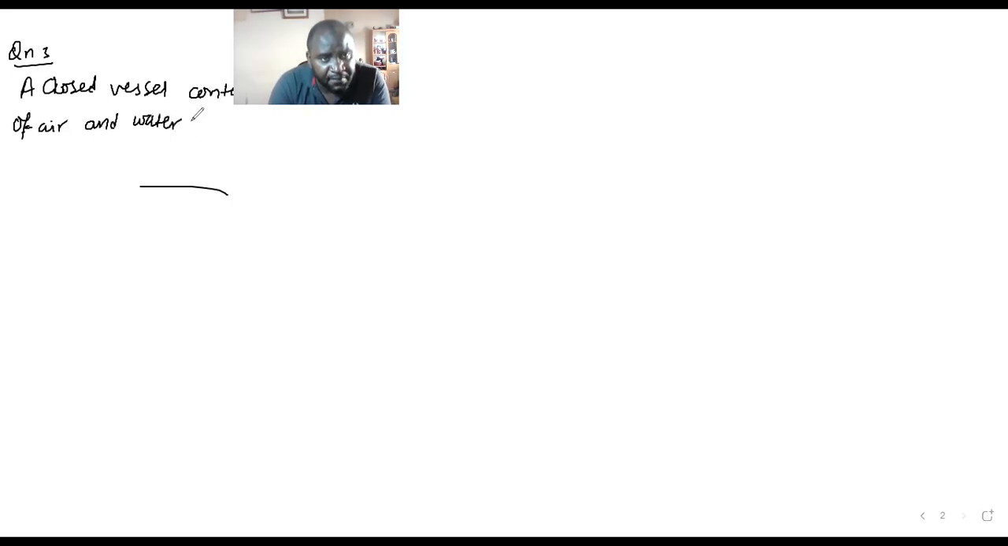Another number. Question 3. A closed vessel contains a mixture of air and water vapor, and in contact with the water.